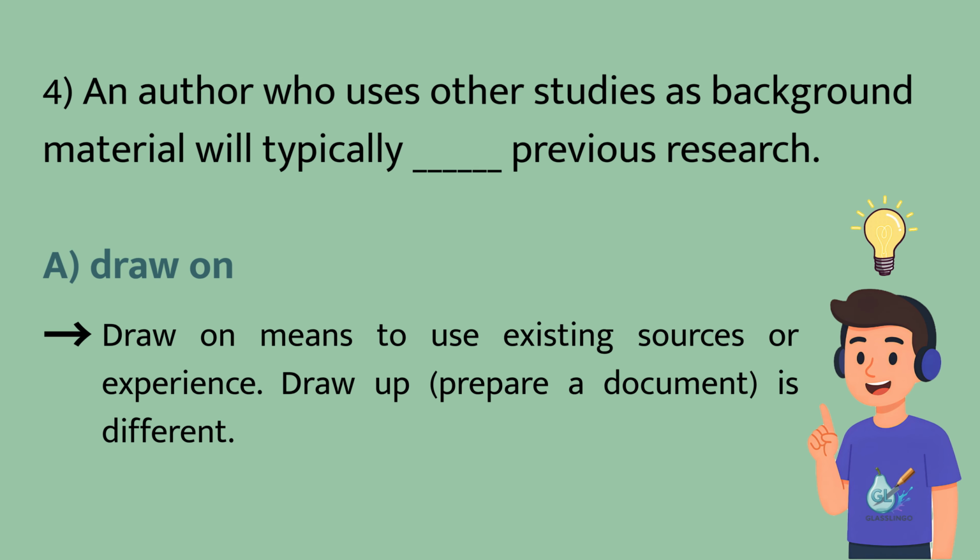The correct one is A, draw on. It means to use existing sources or experience. It's different from draw up, which means to prepare a document.